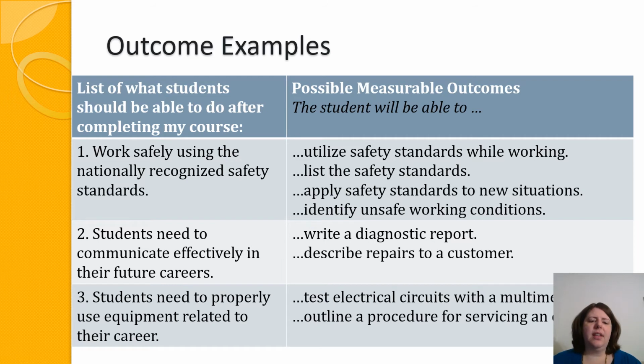The next one says students should be able to properly use equipment. Well, maybe the student will be able to test electrical circuits with a multimeter. Maybe the student is going to outline a procedure for servicing an engine, or outline a procedure for some other kind of task. So you can see I have a lot of variety here. And if you look at this, I'm going to be hitting all different Bloom's levels as well. So this is just one example of how we can take a list and write outcomes from that.